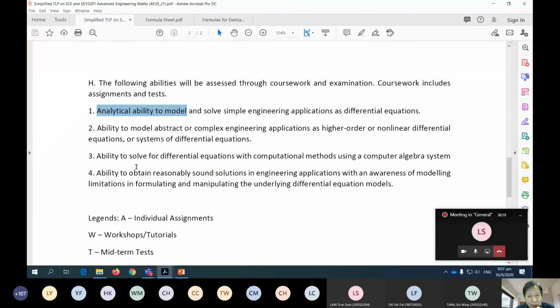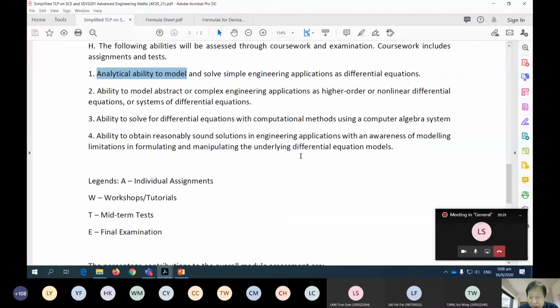Okay. And also you have to use some computer software. In this course, you will be learning something like Mathematica or Wolfram Alpha software, so that it helps you to go through the solution of your calculus. And also you have to apply engineering applications using suitable mathematical models, and then to manipulate or underline the differential equation models.